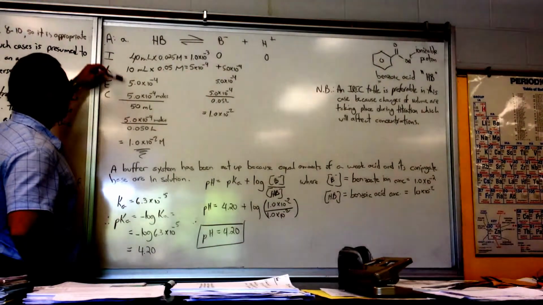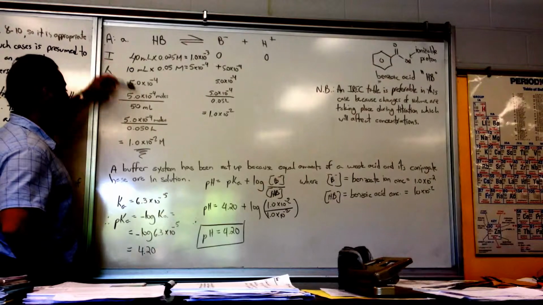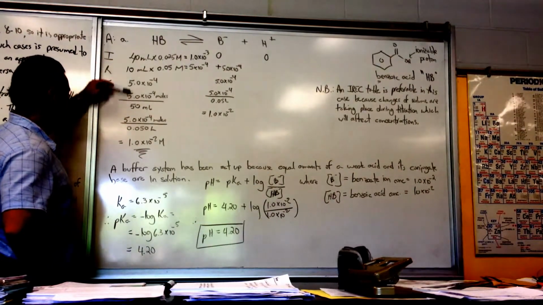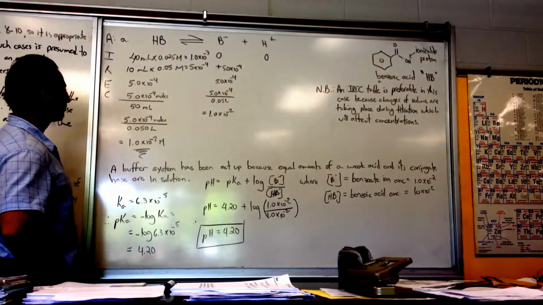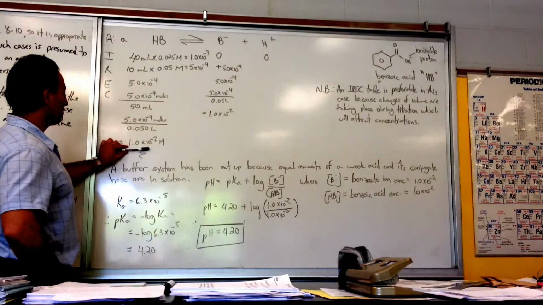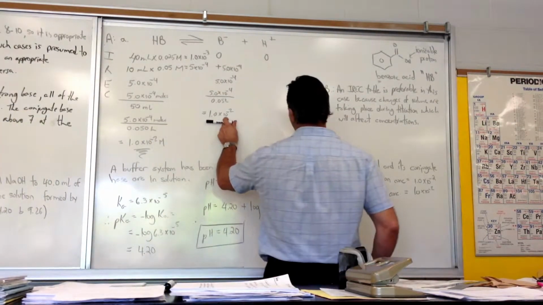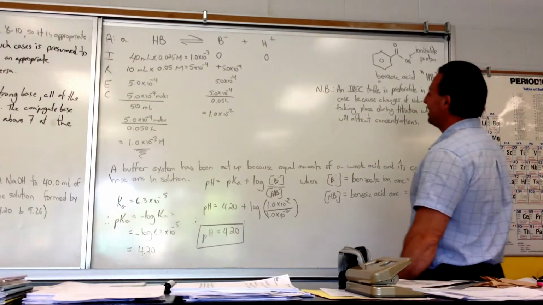So we also have to take into account the fact that the total volume is now going to be 40 plus 10, or 50 mLs. That's why I use an ICE table for this calculation. It makes it easy to keep everything straight. So the final concentration of your acid is going to be 1.0 times 10 to the minus 2, and the concentration of your conjugate base is going to be 1.0 times 10 to the minus 2 at this point as well.